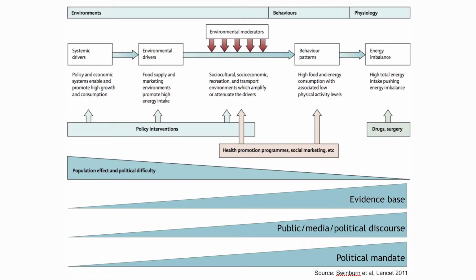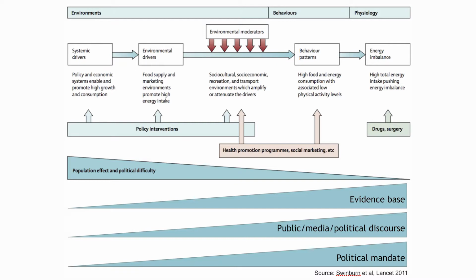So we have an intervention that is extremely good at individual level, but almost irrelevant at population level. We couldn't possibly do enough bariatric surgery for that to be a population level intervention. At the other end of the scale, we have things like sugar tax is the best example, but agricultural policy reform and so on and so forth. Those things are politically quite difficult to do, but they potentially have very big population level impacts. And I've added 3 more wedges across the bottom: evidence base, public, media and political discourse, and political mandate.